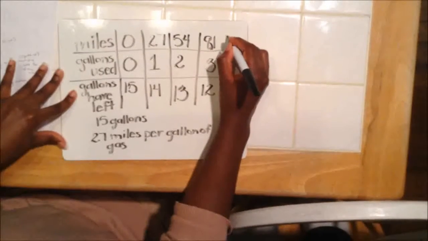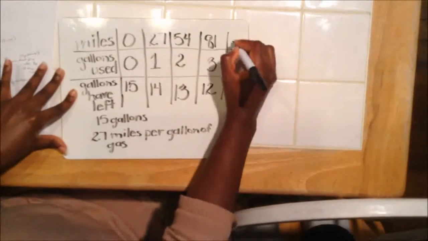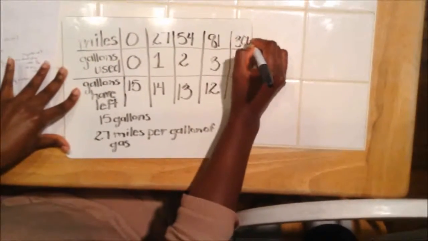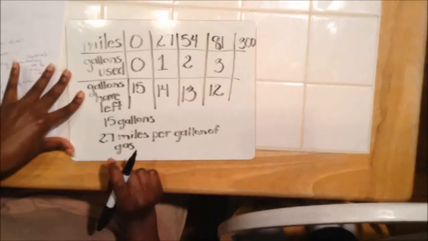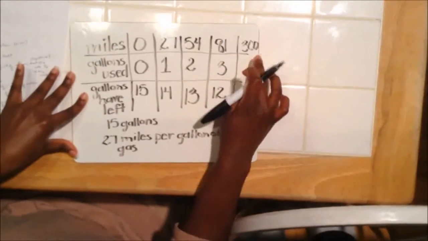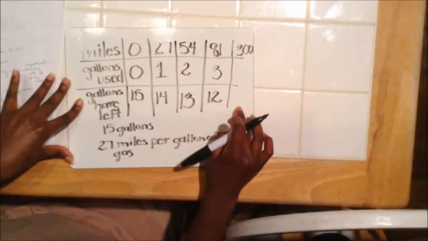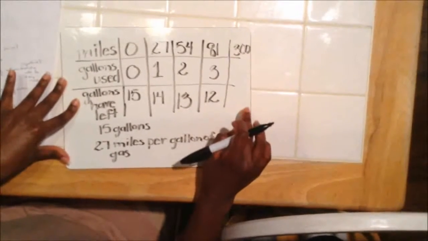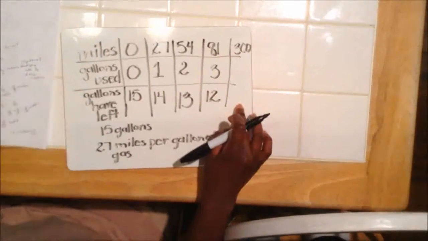So I'm just going to make another column that says 300 so we'll understand what the problem is asking us. We've driven 300 miles and we want to know how many gallons we have left after having driven 300 miles.